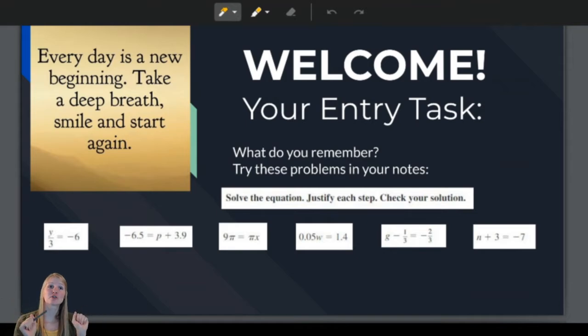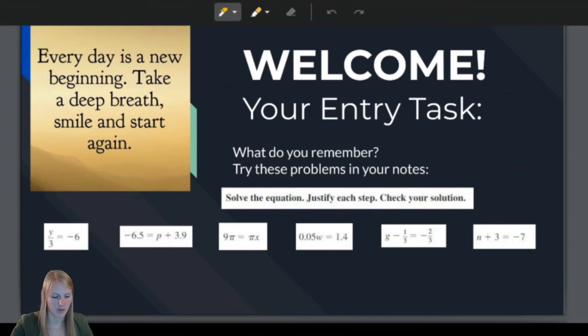Same thing as usual, your entry task. What do you remember? Try these problems in your notes. Now, typically the what do you remember will be about the last section, the one right before this one. So this video is about 1.2 and the last section was 1.1 where we solved simple equations. So all of these problems will be about simple equations, because that was the video that happened prior to this one. So that's how the entry tasks will go for future videos. So pause the video and try as many of these as you can and see what you can do. Then unpause the video and do it with me.